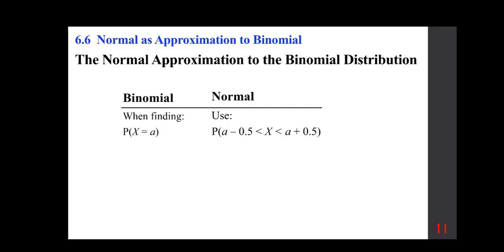Just to give you an idea of why it happens right here: the probability of x equals a number, such as 5 or 10 or 15, when it comes to a continuous random variable, when it comes to the normal distribution, is equal to 0.